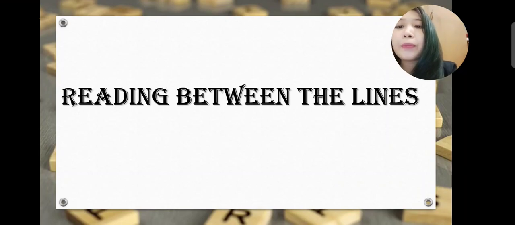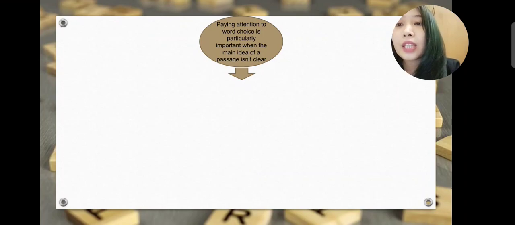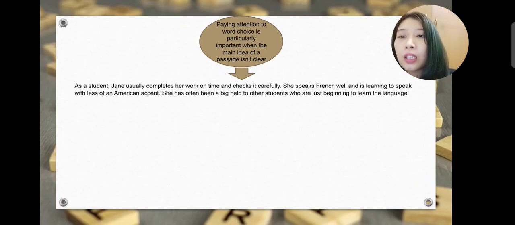Fourth, reading between the lines. Paying attention to word choice is particularly important when the main idea of a passage isn't clear. For example, as a student, Jane usually completes her work on time and checks it carefully. She speaks French well and is learning to speak with less of an American accent. She has often been a big help to other students who are just beginning to learn the language.